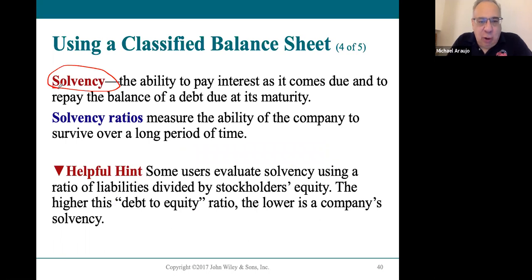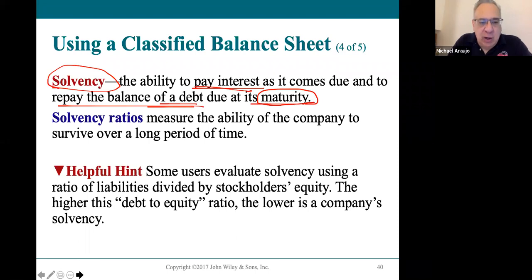Solvency ratios is about long-term debt, okay? Long-term debt has two things going on with it. You got to pay interest on the debt. And then, of course, you have to repay the balance of the debt when it's due, okay? And so solvency really means, can the company afford both to pay the interest on the loan and to pay the loan back, okay? Maturity is another word in accounting for due date, okay? When it matures is basically when it's due to be paid back, okay?